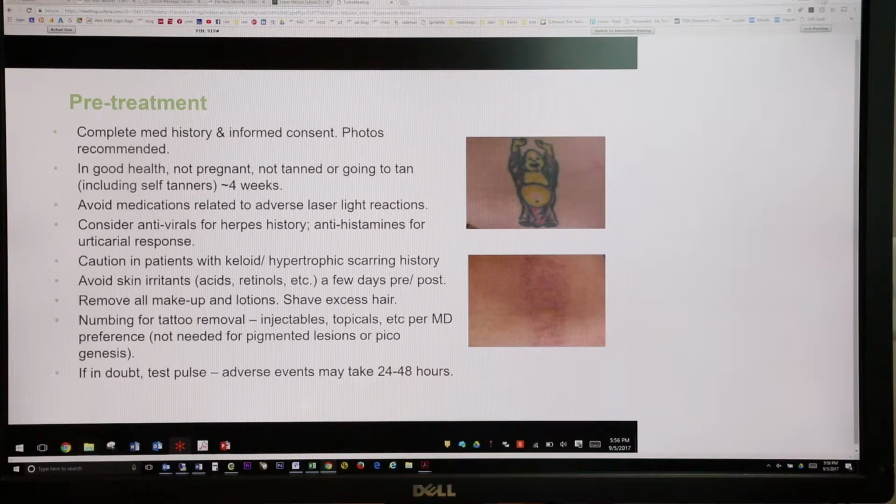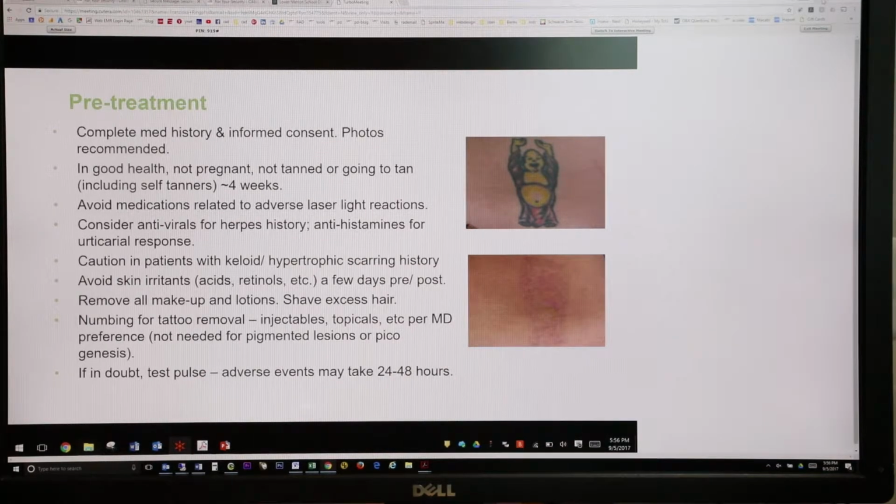Make sure that they don't use any Retin-A or Obagi for a few days before and after, because it can make their skin more sensitive. We ask that you remove everything. The skin should be clean, without makeup or self-tanning lotions, because pigment of any form can absorb the laser light and cause some unwanted issues. Shave excess hair, because the hair will singe with this device. As you know, numbing is up to you.